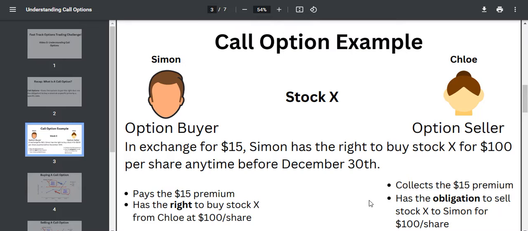Now, Chloe, the option seller, collects a $15 premium from Simon, but in exchange for collecting that $15 premium up front, she has the obligation to sell stock X to Simon for $100 per share.